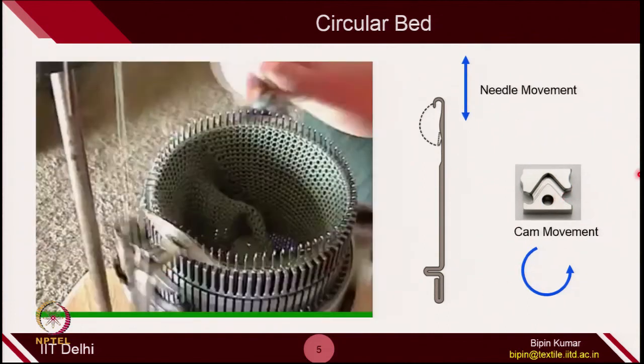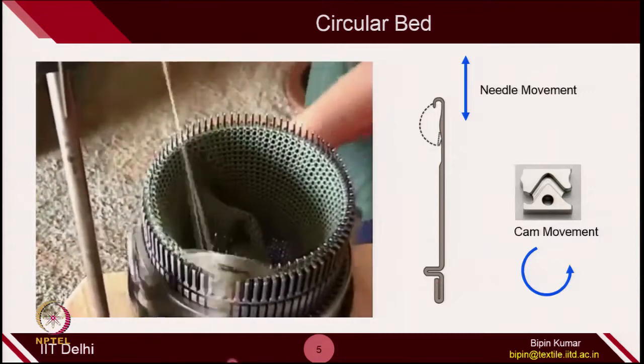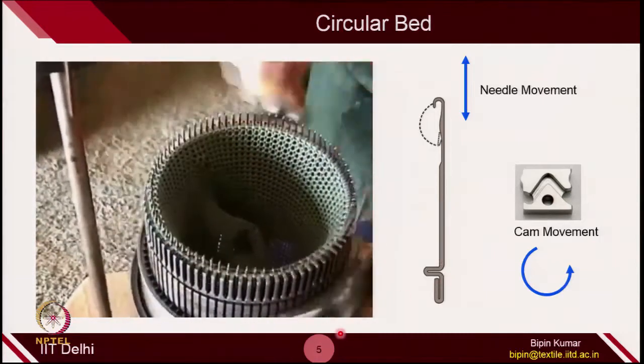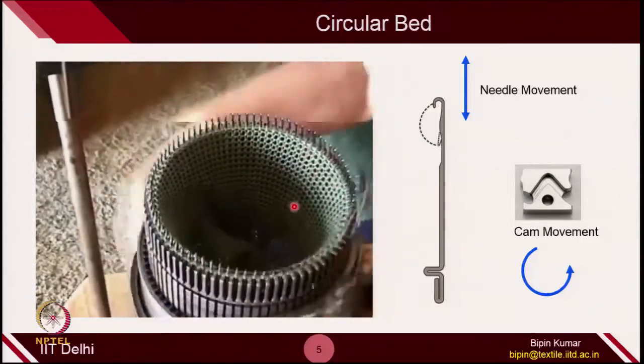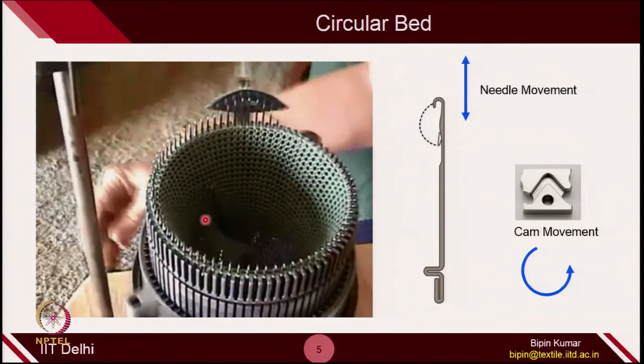Here you can see how it works. You are rotating the cam on the curved part, and because of this the needle is going up and down and making the fabric, and the fabric is pulled. You can see these are the green colored yarns, and the fabric is pulled from the downward direction. The movement of the needle and the cam remain perpendicular. The needle moves in a vertical direction and the cam is rotating on a horizontal platform in a circular fashion. So this is how the circular bed, or circular knitting, is designed.